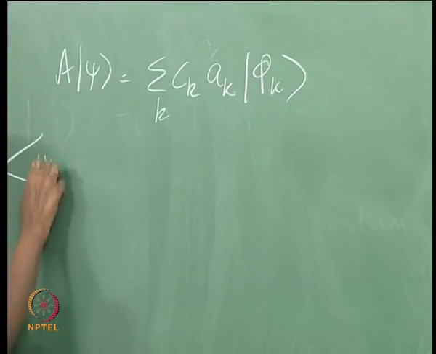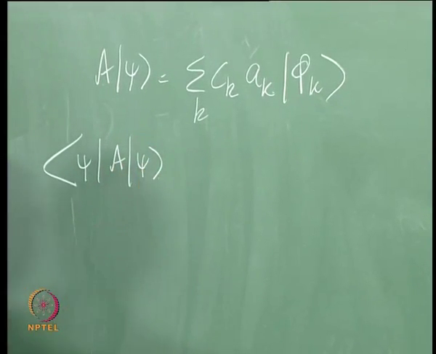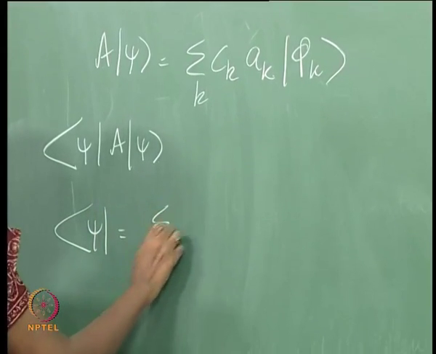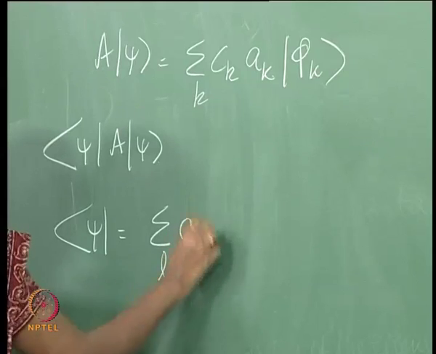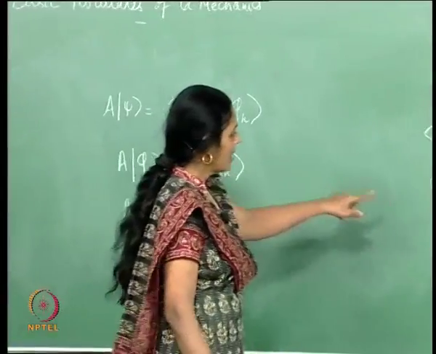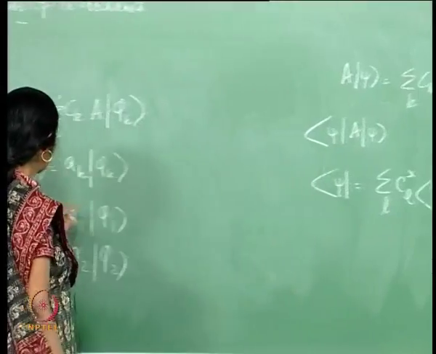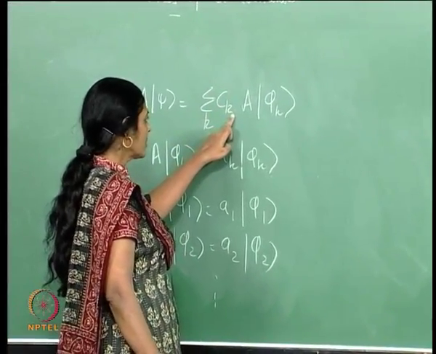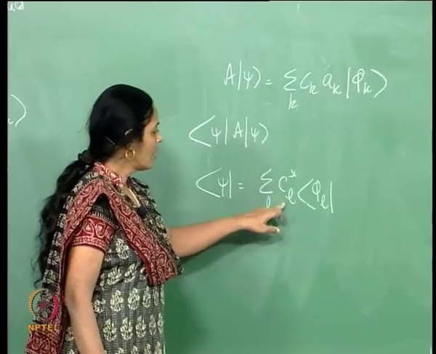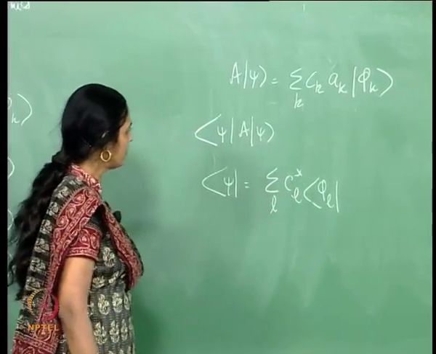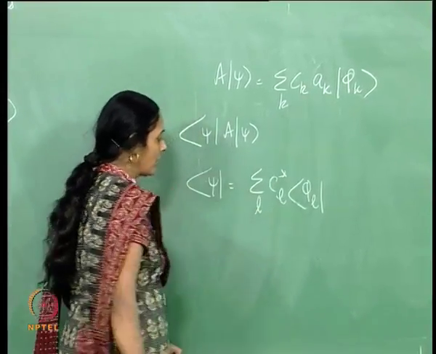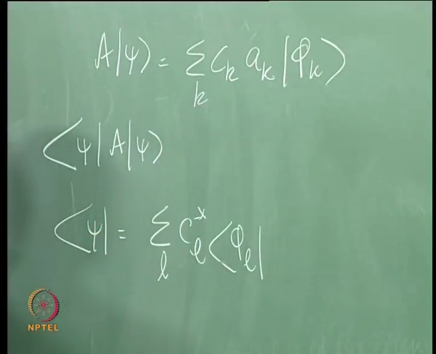Now, you see I need to find psi A psi, that is the numerator. This object is simply equal to summation over L C L star phi L. The ket has become a bra vector. These are numbers, these are coefficients. So, when I take the bra, each coefficient is replaced by its complex conjugate. And since I do not want to confuse indices, I have used L here instead of K, and therefore I sum over L here and I sum over K there.